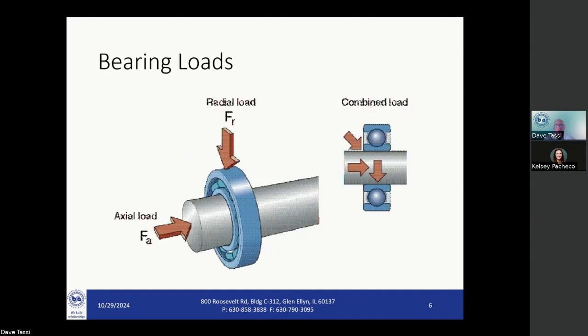Bearing loads are either in the radial direction, which is perpendicular to the shaft, in the axial direction, which is parallel to the shaft, or, in most applications, you will see a combined load of various degrees of radial and axial loading.